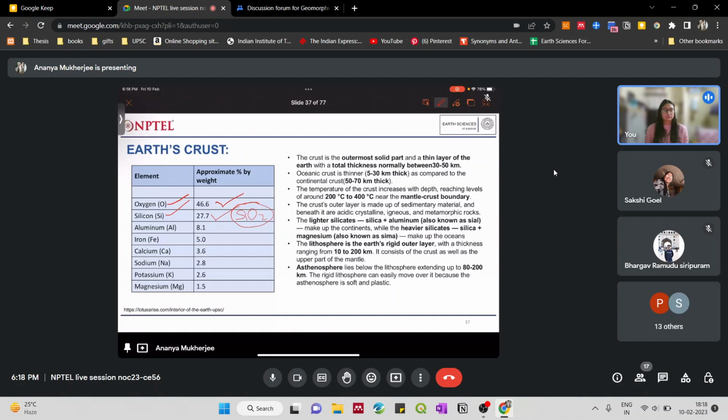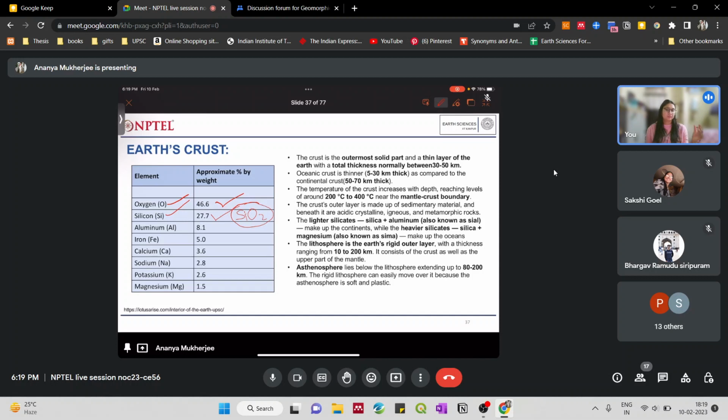So what we know about the crust is that it is the outermost solid part, a thin layer, but the thickness of the Earth's crust varies from the continental part to the oceanic part. The continental crust is much thicker, it can go up to 70 kilometers, while oceanic crust is around 5 to 30 kilometers thick. The total thickness is normally between 30 to 50 kilometers on average across the entire Earth.